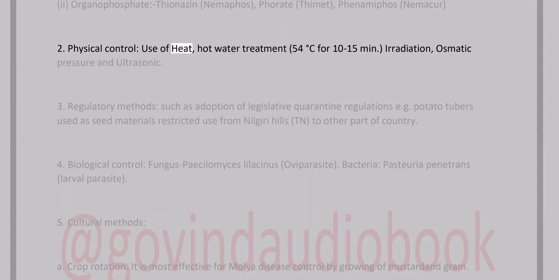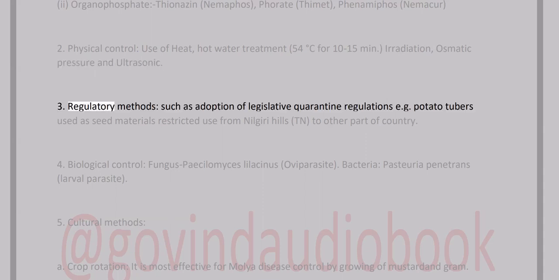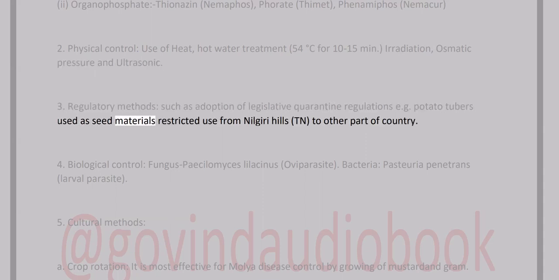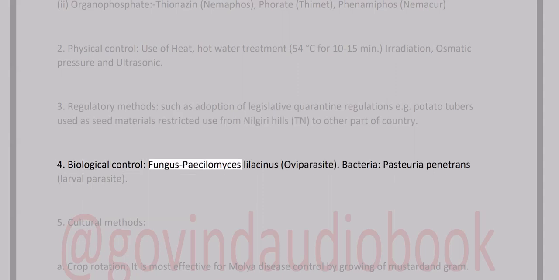2. Physical control: use of heat, hot water treatment at 54 degrees Celsius for 10 to 15 minutes, irradiation, osmotic pressure and ultrasonic. 3. Regulatory methods, such as adoption of legislative quarantine regulations, e.g. potato tubers used as seed material are restricted from Nilgiri Hills, TN, to other parts of the country. 4. Biological control: the fungus Paecilomyces lilacinus, an egg parasite; the bacterium Pasteuria penetrans, a larval parasite.